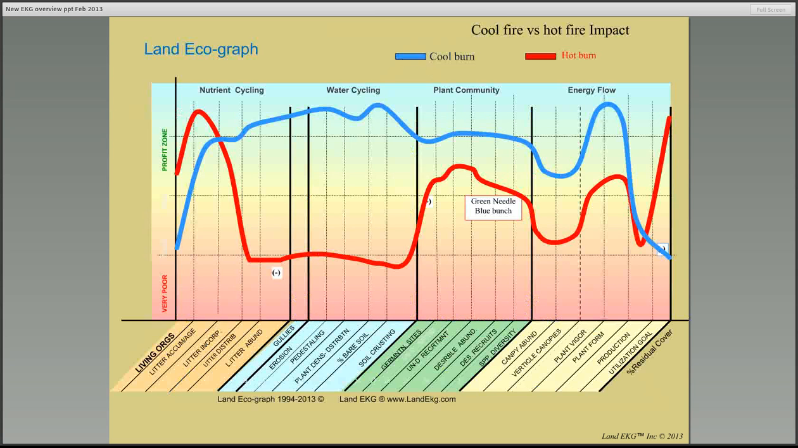And in looking at that, here's an example of a land EKG, or a land ecograph, and this is an example of a cool fire and a hot fire, a cool season burn, let me call it, and a warm season burn. And you'll see that the blue line indicates the cool season burn, and it maintains a fairly effective nutrient and water cycle. Plant community was not negatively affected, to any large degree.